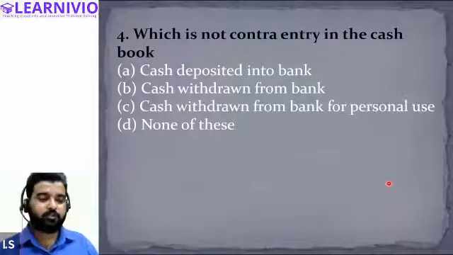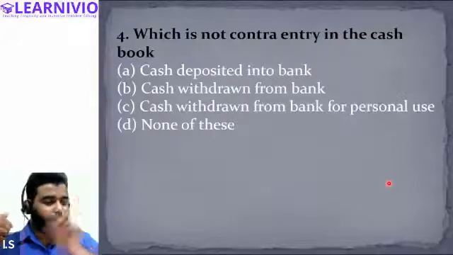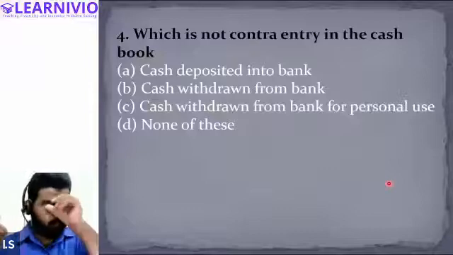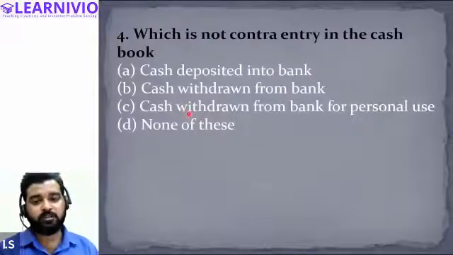Option C, cash withdrawn from bank for personal use, will affect the cash and the drawings account. It is not affecting the bank account in any way, so it is not considered a contra entry. So option C is the correct option.